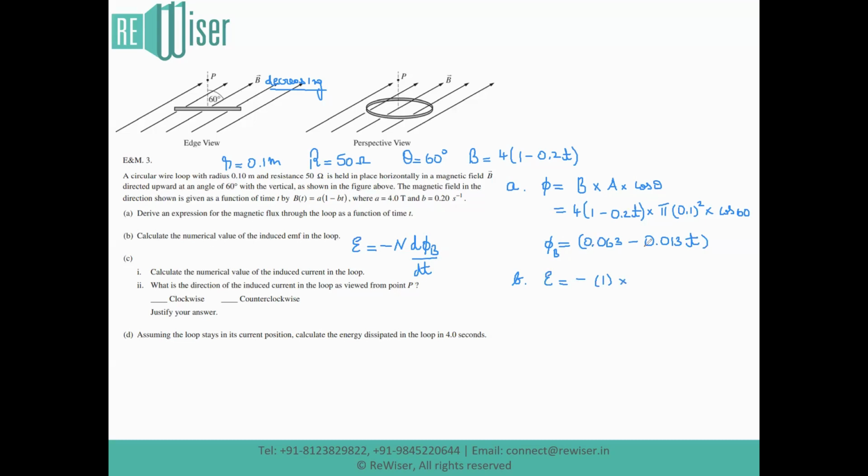when we differentiate this expression, 0.063 is a constant which goes away. Differential of AT with respect to T is just A. So minus into minus 0.013 into 1. Simplifying this further, I get the EMF epsilon to be plus 0.013 volt. EMF is obviously measured in volt.